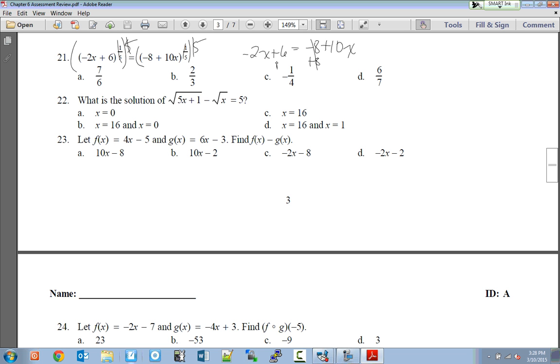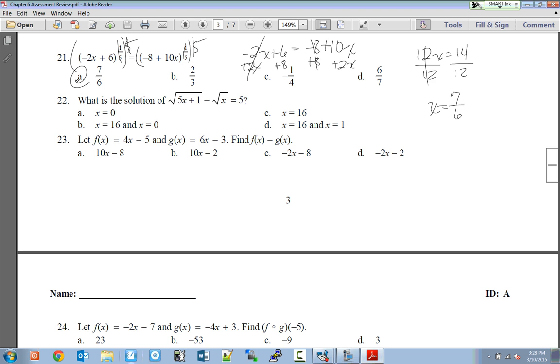Add the 8 to over here. Add the 2x to over here. So we're going to have 12x equals 14. Divide off the 12. So we get x equals, we can pull a 2 out of both of these to get 7 over 6. All right, so it looks like for 21, the answer is also A.